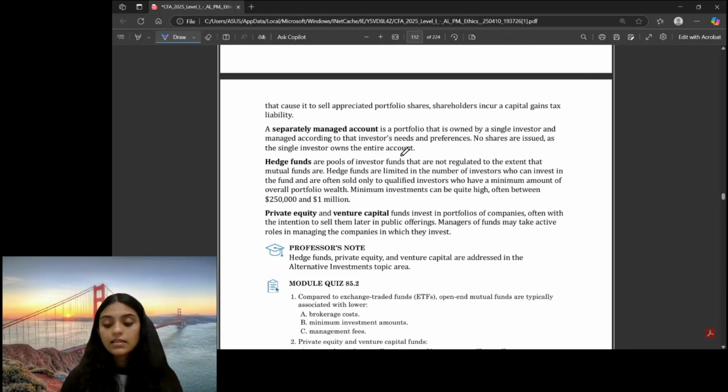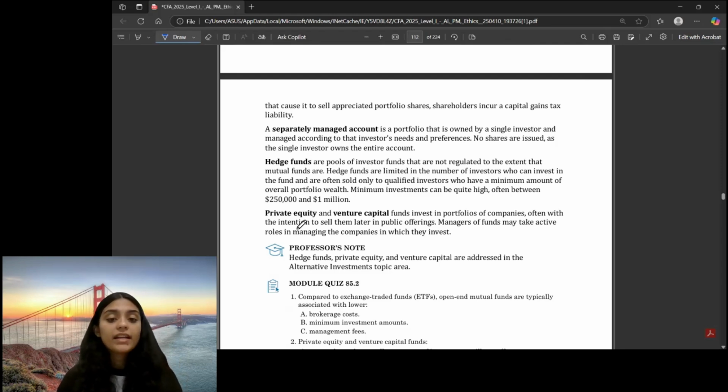Then next is hedge fund. We will learn about hedge funds more in alternative investments. Just to give you a brief introduction, hedge funds are pools of investor funds which are often offered to qualified investors only. The market for hedge funds is not as regulated as the equity market, and hedge funds also charge you performance fees.